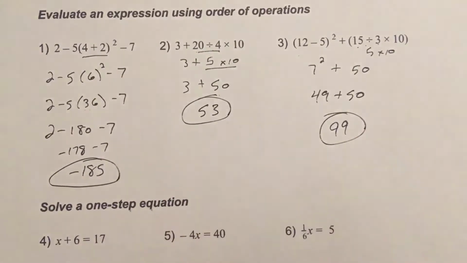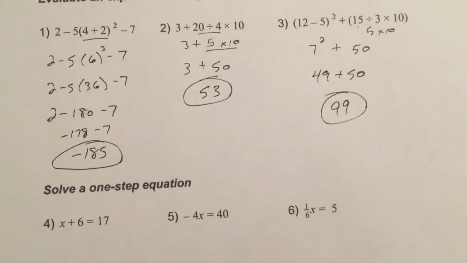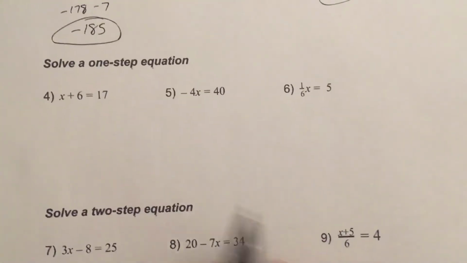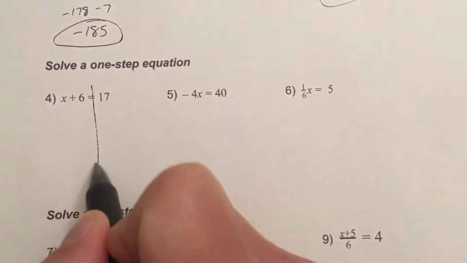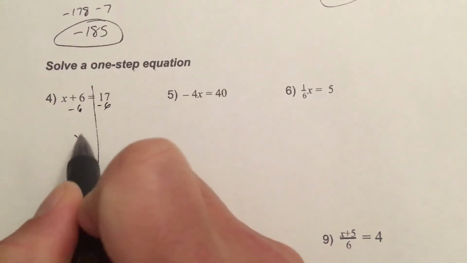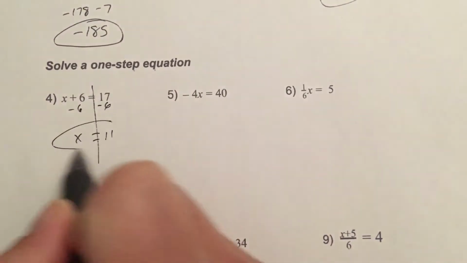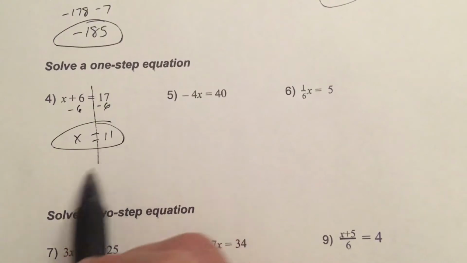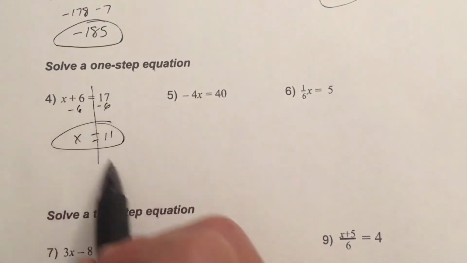So hopefully you felt good on those. If you can do those three, you'll be fine tomorrow for the ones that you have to do. Solving one step should have felt pretty simple. Here we're just subtracting 6. You should have had x equal 11. Okay. Tomorrow, make sure you take that answer, plug it back in, check it out, make sure it works.